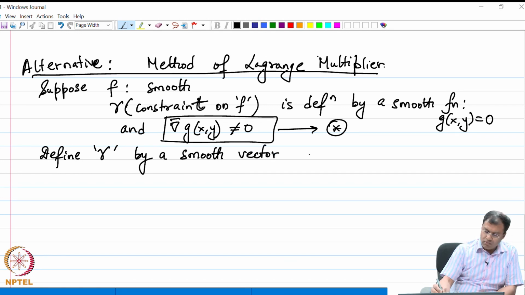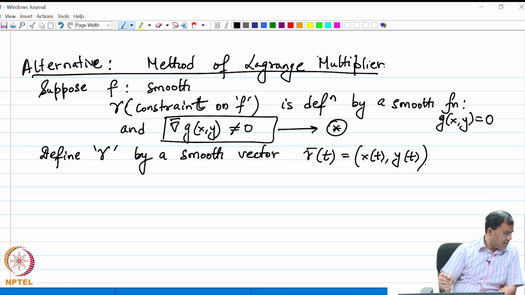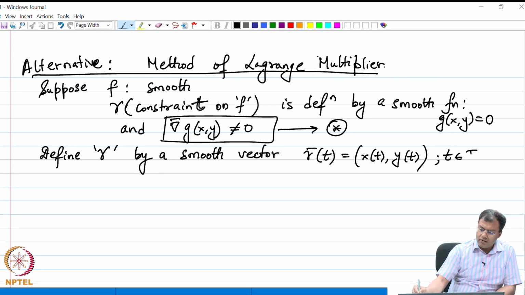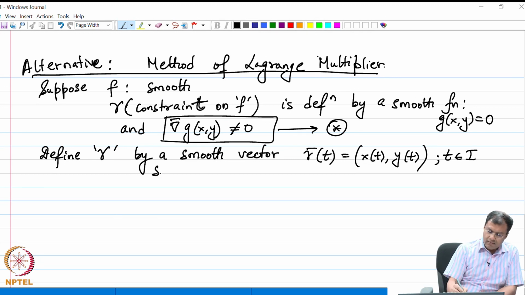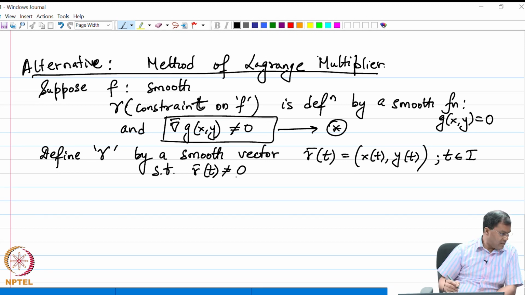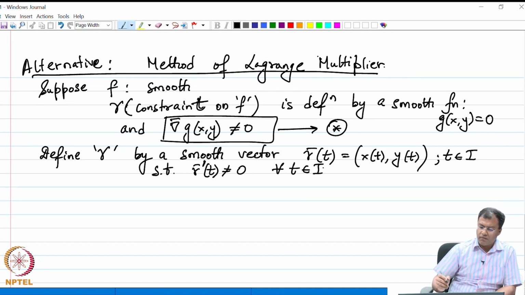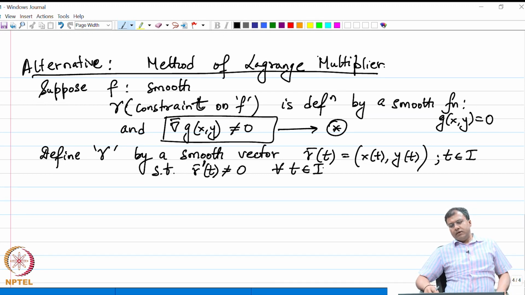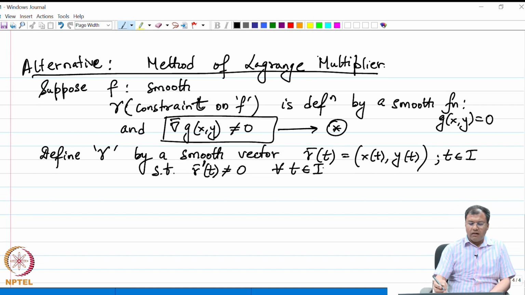I define my gamma as a smooth vector r of t equal to x of t comma y of t, where t is in I, such that r prime of t is not 0, right. For all t in this interval, r prime t is not 0, because if it is 0 for some t, which means both x prime t and y prime t are 0, then we will not satisfy this starred condition, that is, the gradient of g is non-zero. Okay.